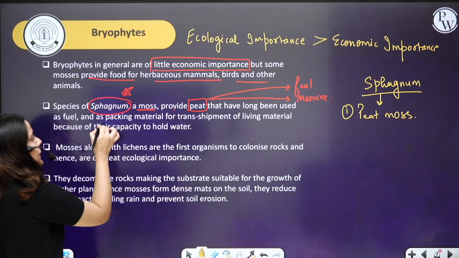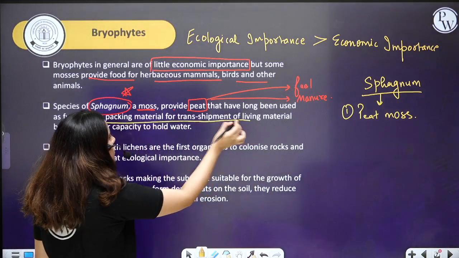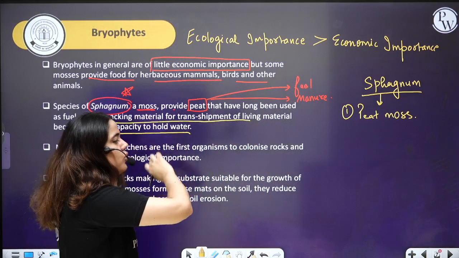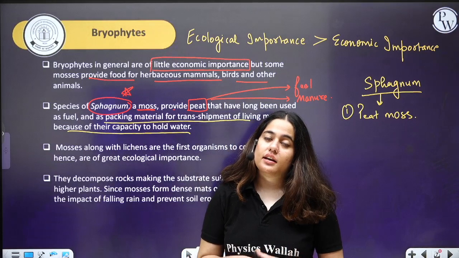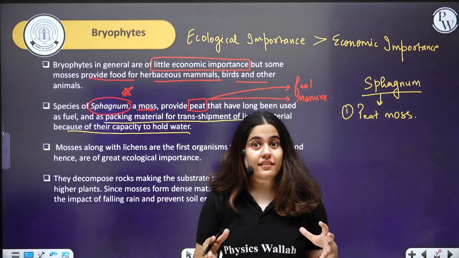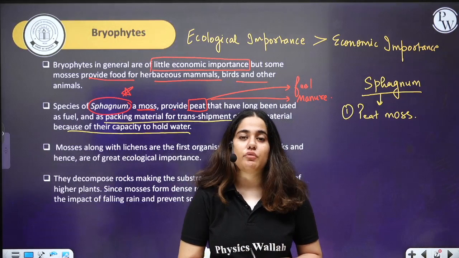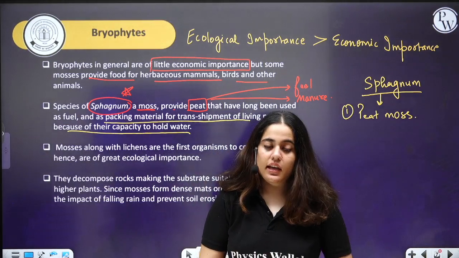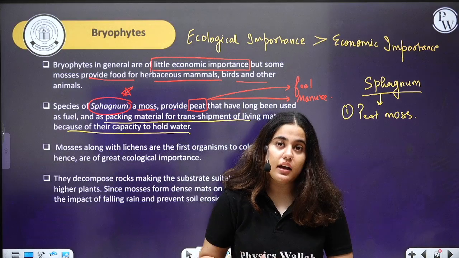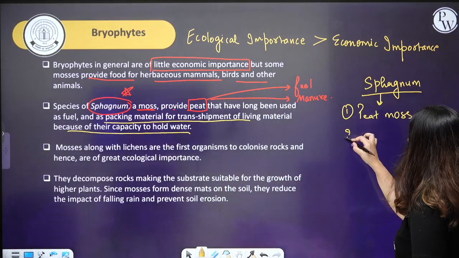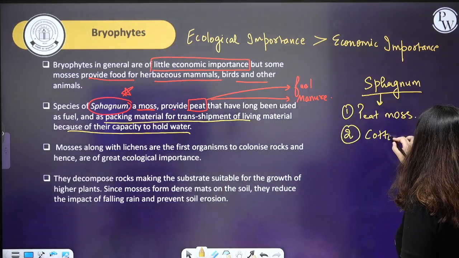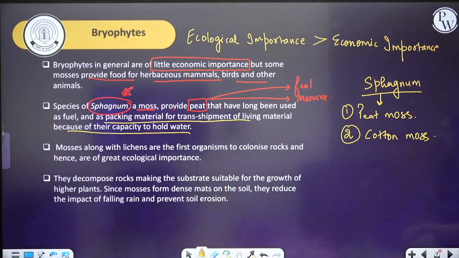They are a good packaging material for transshipment of living material because of their capacity to hold water. When sphagnum is dry, they can absorb lots of water and retain water. So they are very helpful if we want to pack any living material. If you want to pack any living plant, you can take help of sphagnum because it has good water holding capacity. It is also known as cotton moss, because it has good water holding capacity.